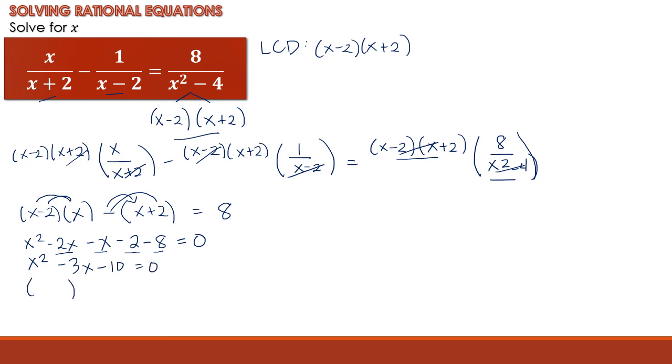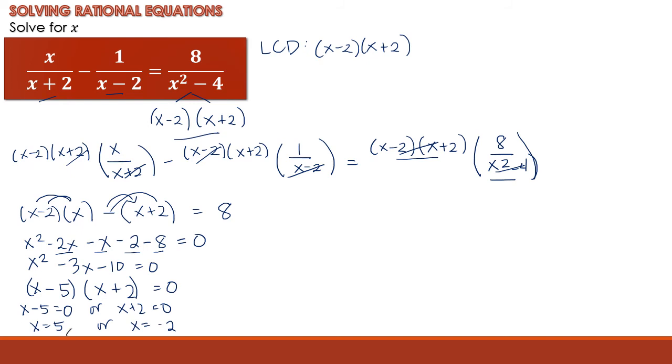Factoring. So, we have, isipin nyo mabuti. Yes. Minus 5 plus 2. So, zero property of equality, we can write x minus 5 equals 0 or x plus 2 equals 0. So, this is x equals 5 or x equals negative 2. Are we done? Not yet. We have to check for the solution.